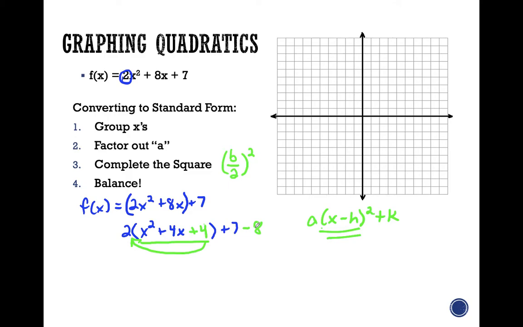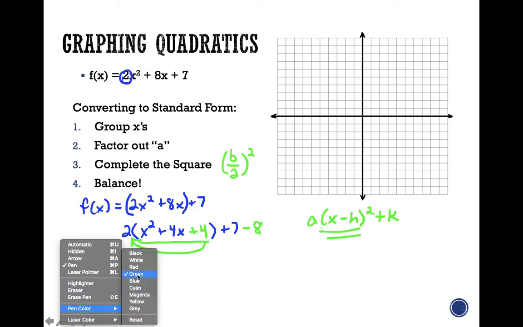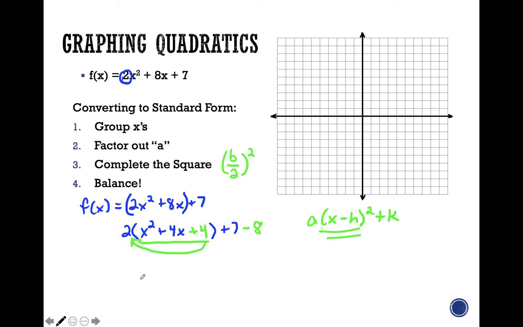And that's important because it's going to end up impacting our k value. All right, so now at this point, let me switch back to my blue color here. We are ready to finish the standard form, okay?